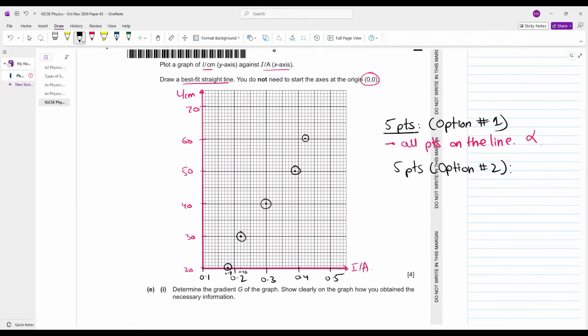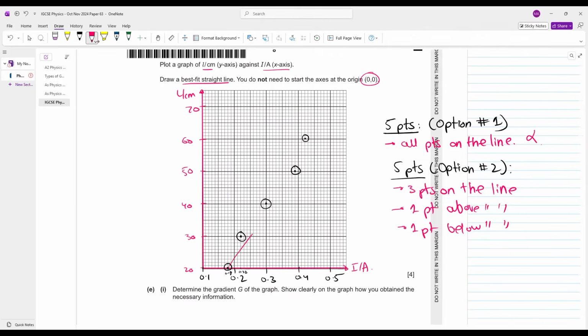When you have 5 points, your second option is 3 points on the line, 1 point above the line, 1 point below the line. अच्छा जी सर, ऐसा हो सकता है क्या?